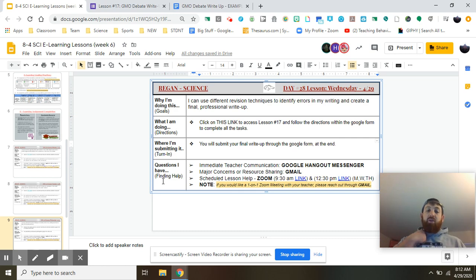Today we're going to start looking at our lesson number 17, and we're going to be looking at creating kind of our final professional write-up. Big goals today, and what we're doing for the lesson is we're going to be using some different revision techniques now in the next couple days to identify any errors you have in your writing and help create your final professional write-up. Big idea here, ladies and gentlemen, is just using these techniques to make sure your final product looks good, sounds good, and is good.